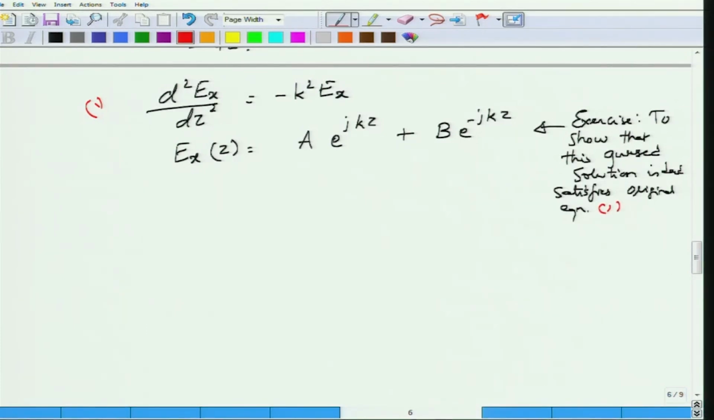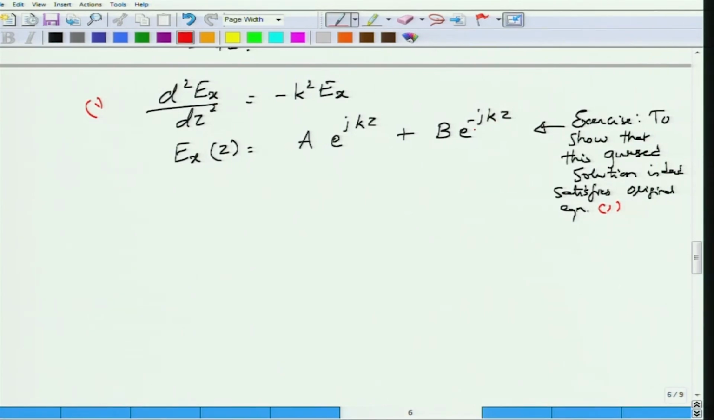You should verify that. For example, you turn off b, okay, then what would happen? You have a e power jkz. So differentiating once with respect to z, you will get jk, twice you will get jk square. jk square is minus k square. So minus k square into Ex is equal to minus k square into Ex. Therefore, this is a solution. Similarly, minus jk would also be the solution. So it's up to you now whether to retain a plus kz solution or a minus kz solution.